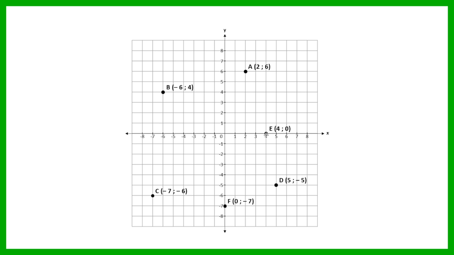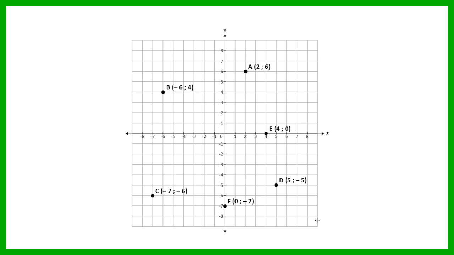And then we've got the point F, which is this one over here. It is now sitting on the y-axis. So our x value is 0 because it's in line with 0 on the x-axis. Remember, everywhere on the y-axis, x is equal to 0. So our x value is 0. And the y value is going to be negative 7 because it's negative 7 on the y-axis. Okay, so that is just a few examples of points that you can find on the Cartesian plane.